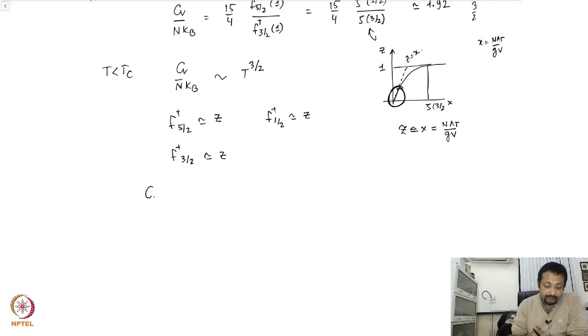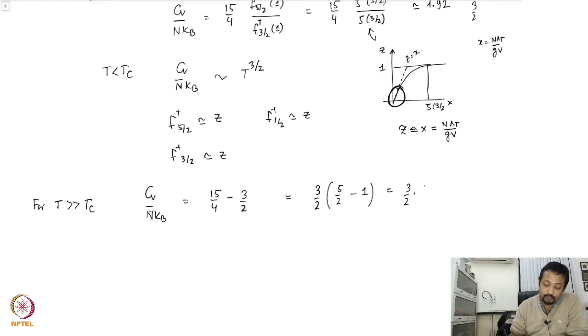So that I have Cv over NkB for temperatures much larger than the critical temperature. I have 15 by 4 minus 3 by 2. Then this answer is going to be, if I take 3 by 2 common, 5 by 2 minus 1, which is going to be 3 by 2 into 3 by 2, that is 9 by 4. There is something wrong here. Yeah, I know where the mistake is.